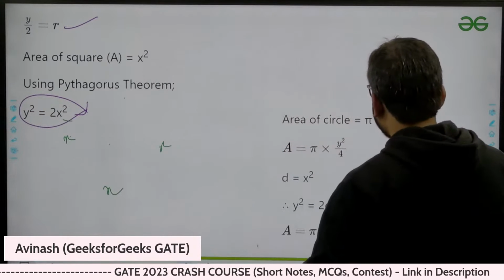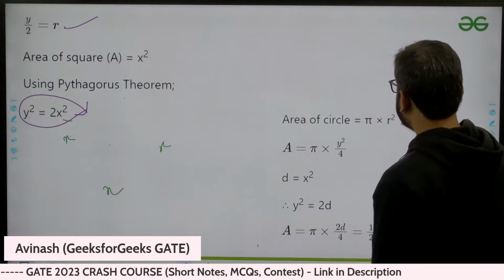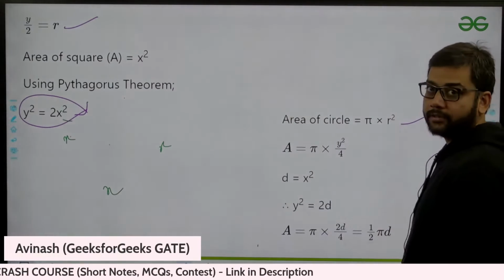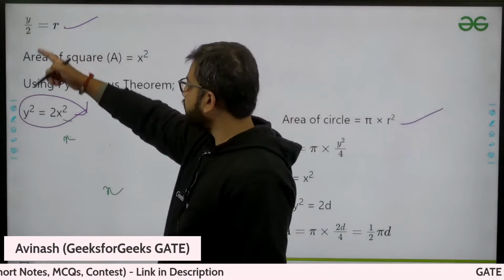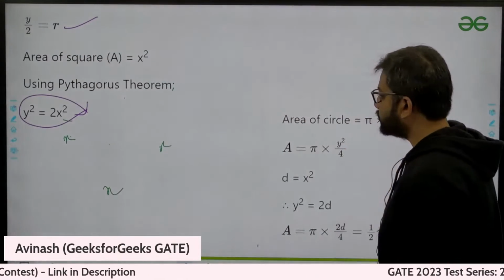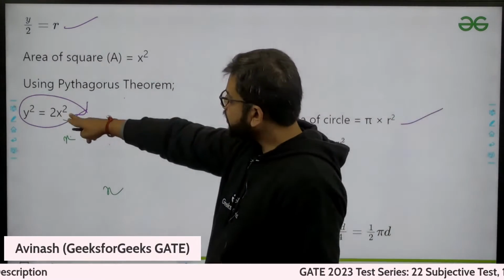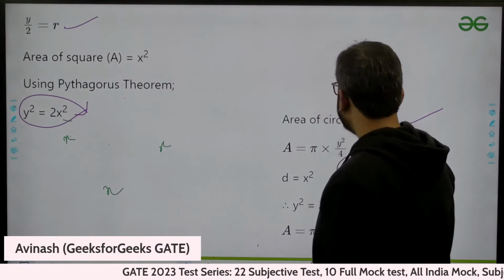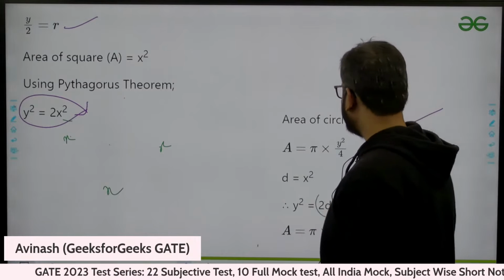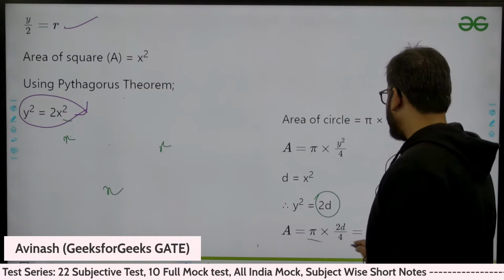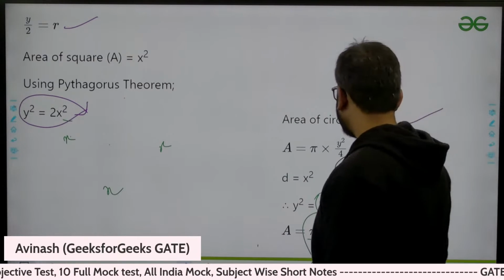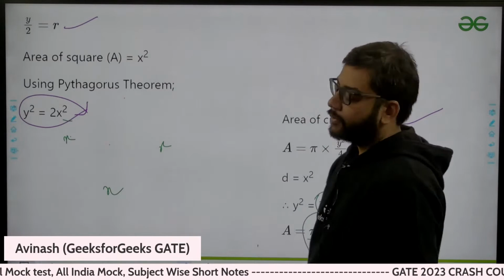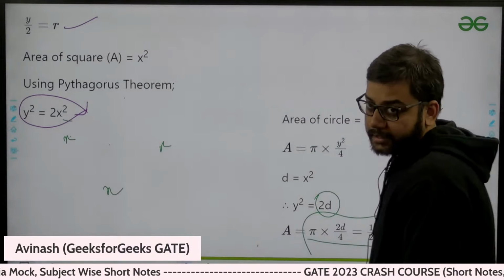Now, the area of the circle is equal to pi r squared, and r is equal to y by 2. So it is pi times y by 2 whole squared. And from here, y squared is equal to 2x squared. If I put this value in and solve it in terms of pi and D, you can find the final answer. I think this is an easy question.